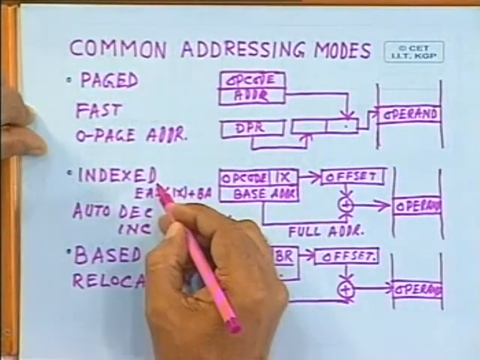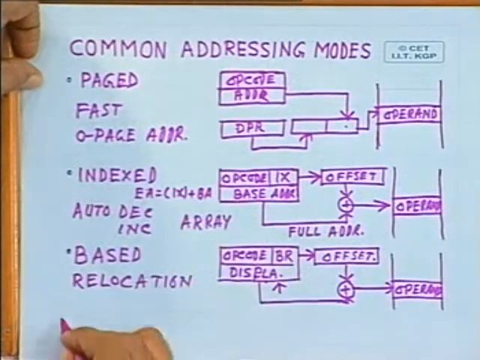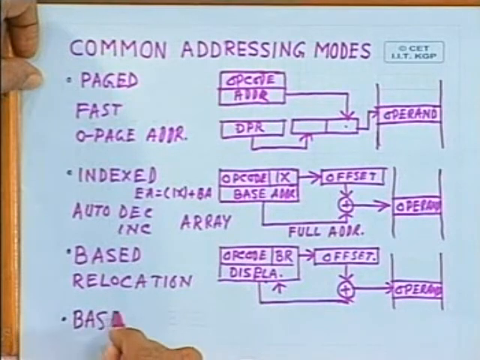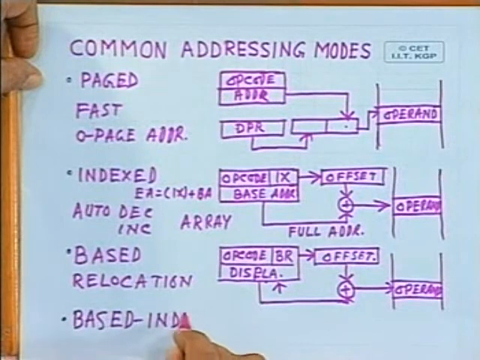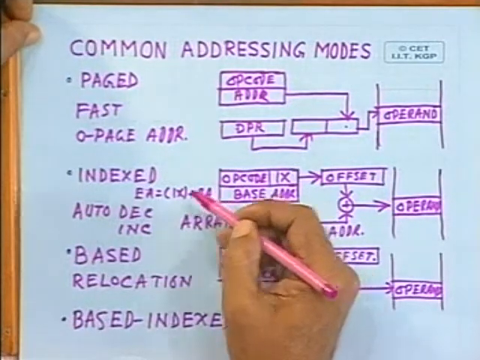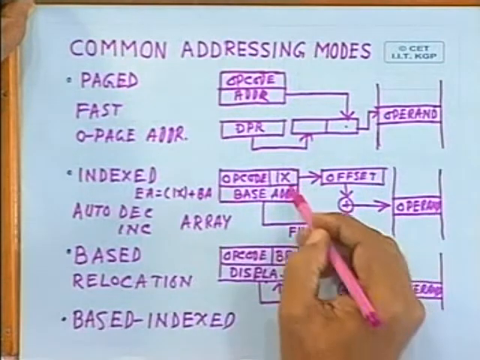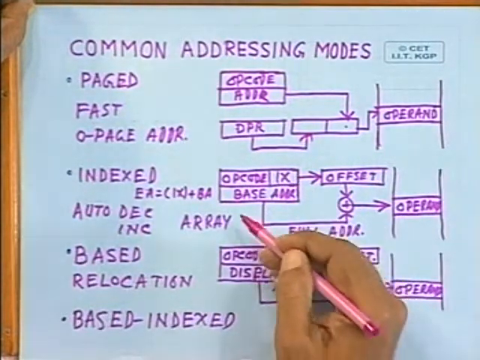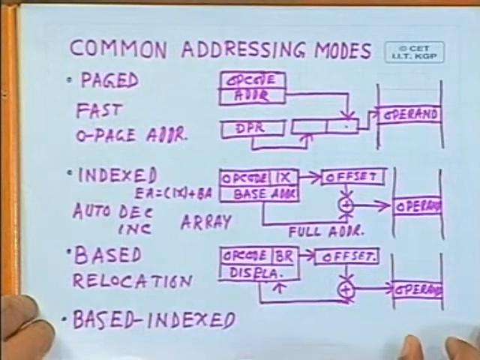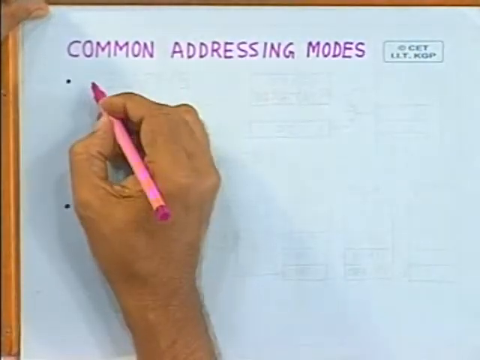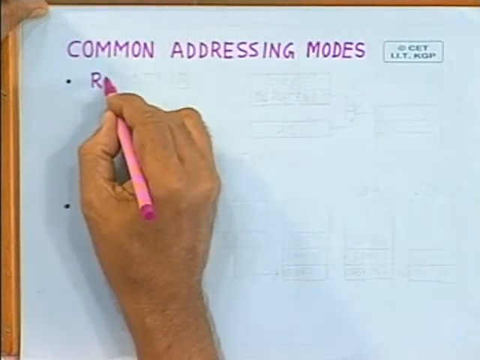Now, by combining the index mode of addressing and the base mode of addressing, a combination known as based indexed addressing is also provided, which is essentially a combination of indexing as well as based addressing. You can use an index register and a base register to have a combined effect. Then comes the relative addressing.